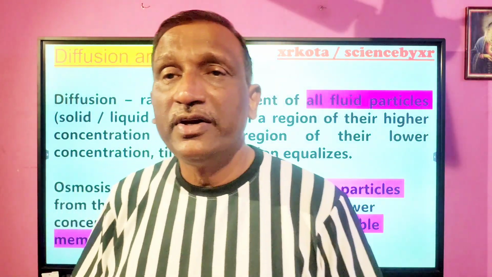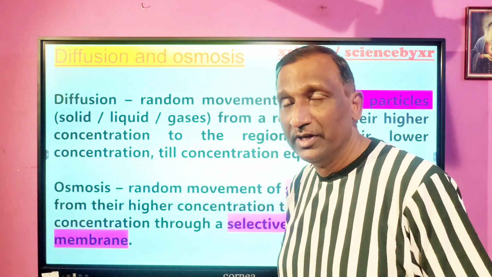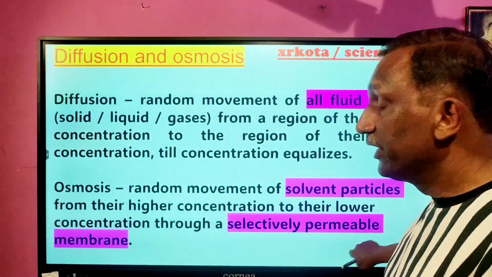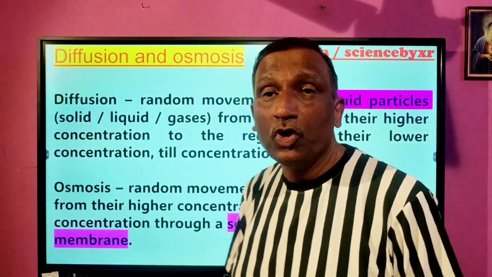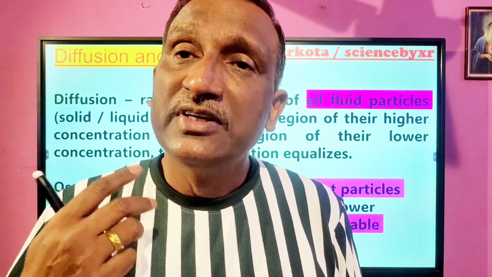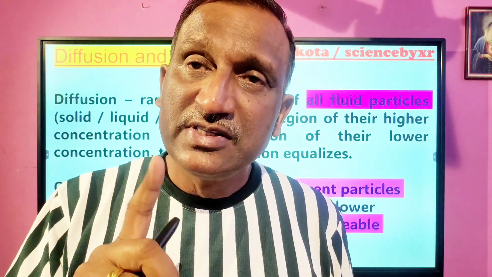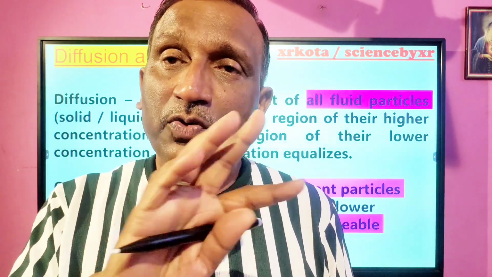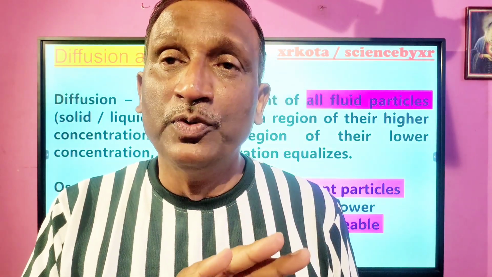On the other hand, when we talk about osmosis, osmosis is only the movement of solvent particles from their region of higher concentration to lower concentration, and in this another important thing required is selectively permeable membrane. So osmosis takes place only in the cells. Diffusion takes place anywhere. Osmosis, only solvent particles move. Diffusion, solid, liquid, gas, any fluid particles can move. Osmosis is a slow process, whereas diffusion is a fast process.